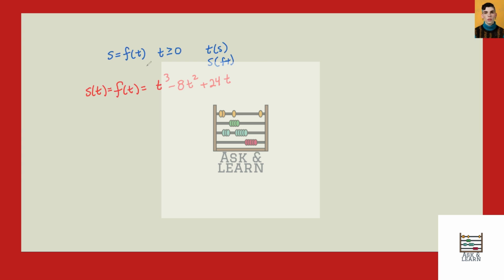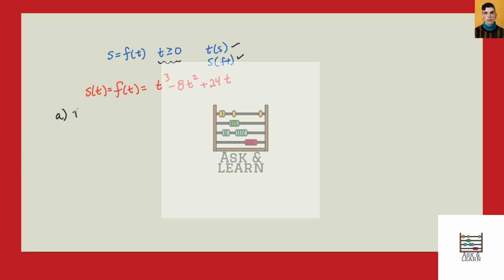All right, so here we're going to look at an object moving with a motion graph or position graph of f of t, and the position with time on the straight line is t cubed minus 8t squared plus 24t, where t is in seconds and s is in feet, and we're only interested for t greater than or equal to 0. Based on this motion equation, we are going to answer a lot of questions. So let's go to it.